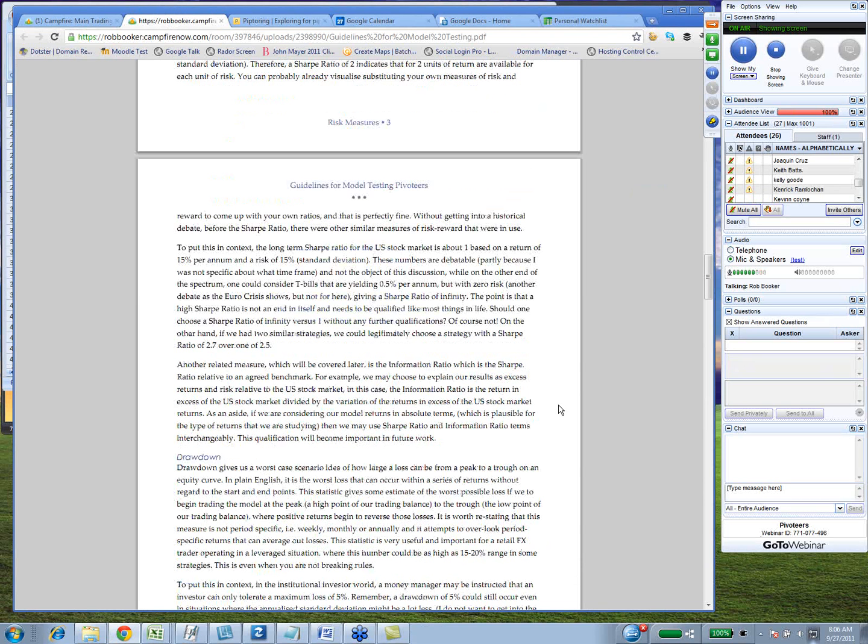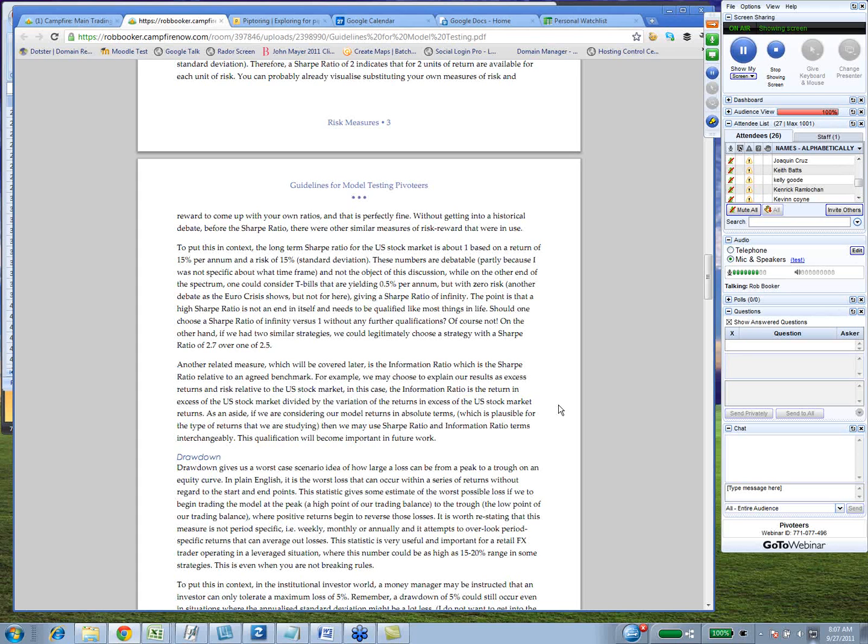Another related measure, which will be covered later, is the information ratio, which is the Sharpe ratio relative to an agreed benchmark. Imagine for a moment that you choose to explain your results as excess returns and relative to the U.S. stock market. Let's say that you're a currency trader and you're proposing that you should be entrusted with some money to manage, and the people that you are talking to say that they're already invested in the U.S. stock market. Well, what you'd want to know is how much better, theoretically, is your trading than the U.S. stock market. And in this case, the information ratio is the return in excess of the U.S. stock market divided by the variation of the returns.